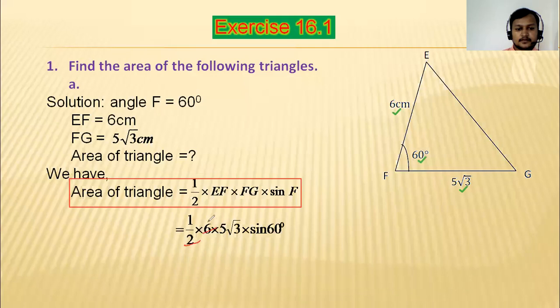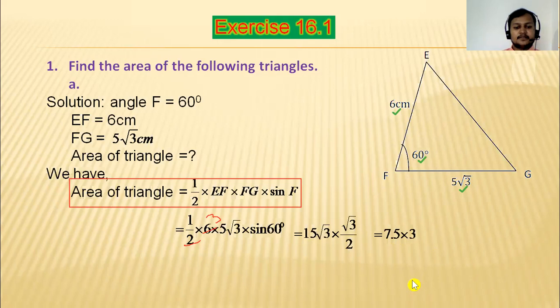Okay, 2 into 3 is 6. Sine 60 is √3/2. Yes, sir. So the remaining values: 5 into 3 is 15. √3 remains as it is. Sine 60 is √3/2. Again, 15 divided by 2 is 7.5. √3 into √3, it is 3. Now 7.5 into 3 is 22.5. 22.5 square centimeter. This is the required answer for this question.